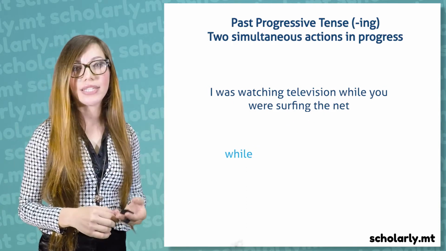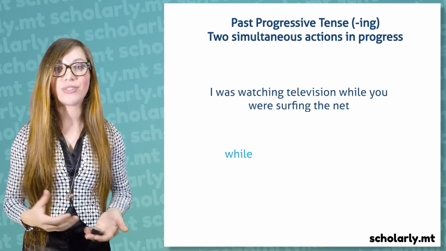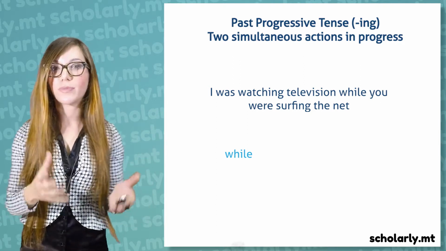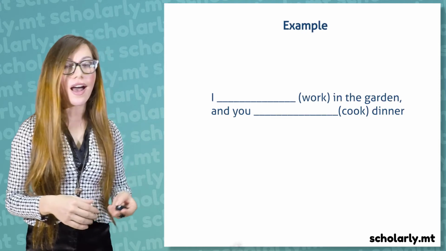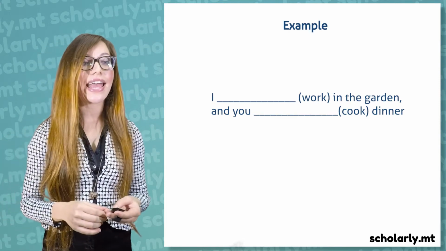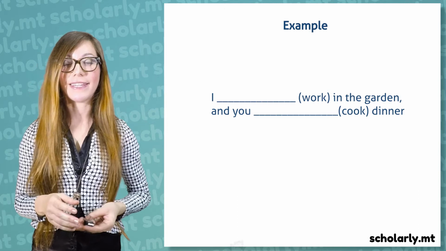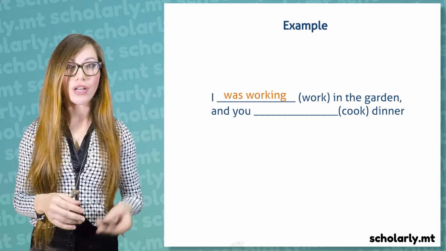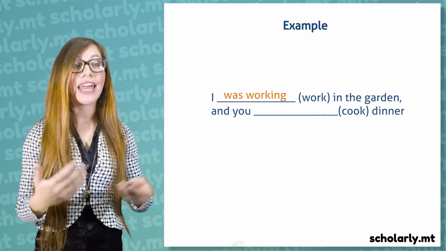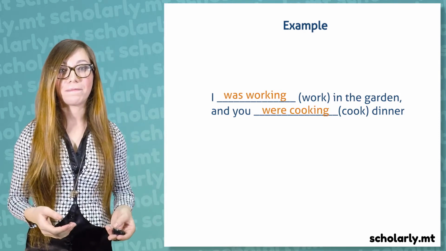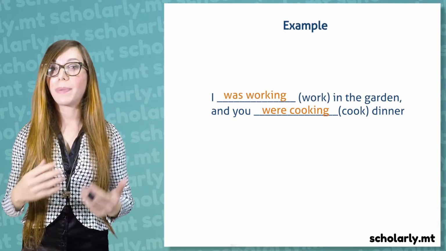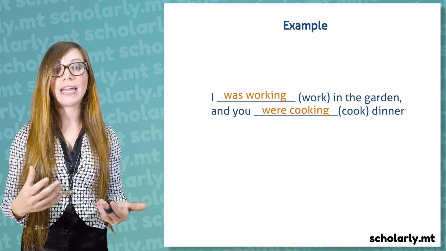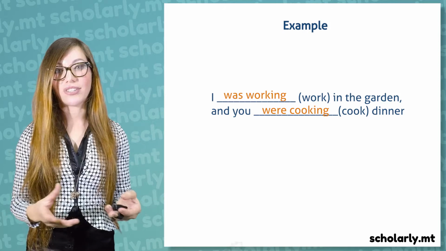Two other signal words that indicate to us that we need to use the past progressive are when and and. Okay, let's have a look at two other examples. I in the garden and you dinner. I was working in the garden and you were cooking dinner. So these two actions were in progress. They were happening at the same time, simultaneously, but they are not influencing each other.